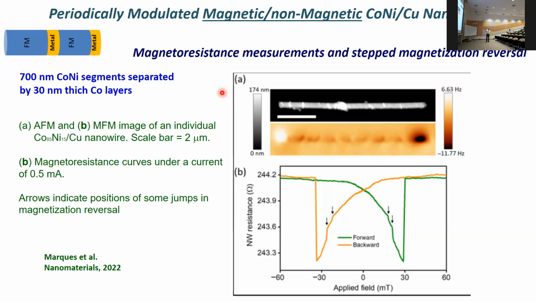In summary, we have been able to measure the magnetoresistance effect in these magnetic, non-magnetic multilayer nanowires. You see the magnetoresistance as a function of the applied field. We observe, of course, a large change, but it is also stepped, indicating that the reversal takes place not in a single jump, but in a number of jumps. Also, I will leave this for the questions, if you like.